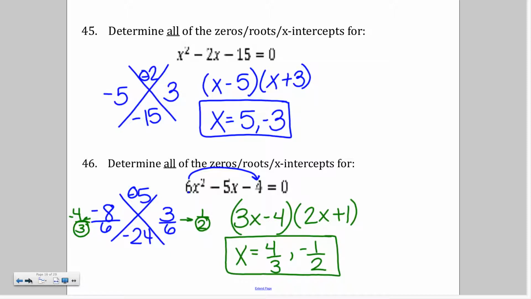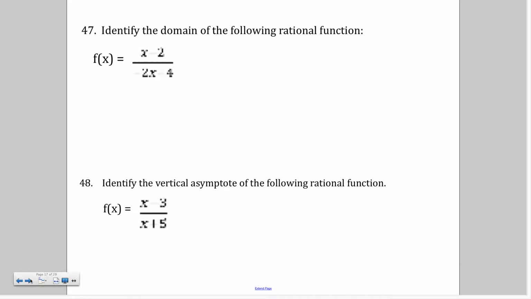All right, number 47. Identify the domain of the rational. Remember, the domain comes from my vertical asymptote, so I need to find that. My vertical asymptote, I have to set the bottom equal to 0, but I need to factor first. So on the top, it's already factored, x minus 2. On the bottom, I can take out a 2, so x minus 2.